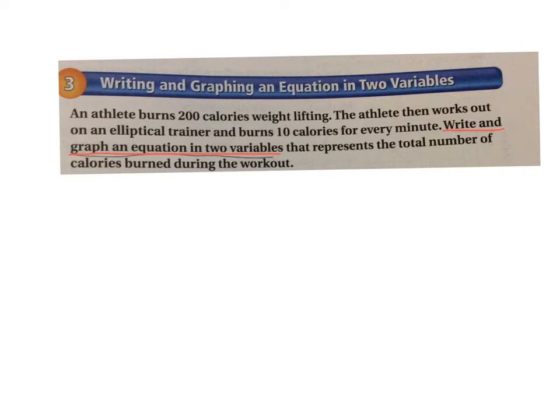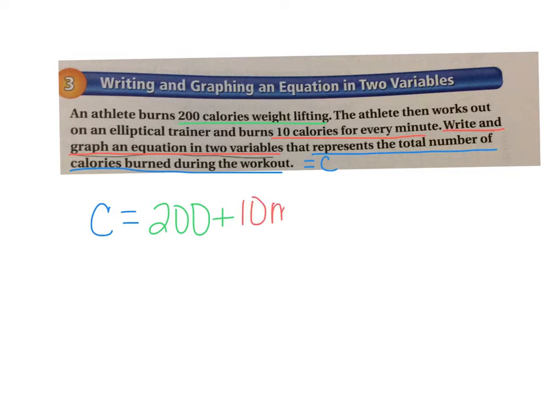So we are going to start with writing our equation. Our equation needs to represent the total number of calories burned during the workout. I am going to use the variable C to represent the total number of calories burned during the workout. So the total number of calories burned is going to equal the 200 calories that were burned during weightlifting, plus it says that the athlete burns 10 calories for every minute on the elliptical. So 10 calories for every minute would mean 10 calories multiplied by the number of minutes. So my equation for this problem is C equals 200 plus 10 times m.